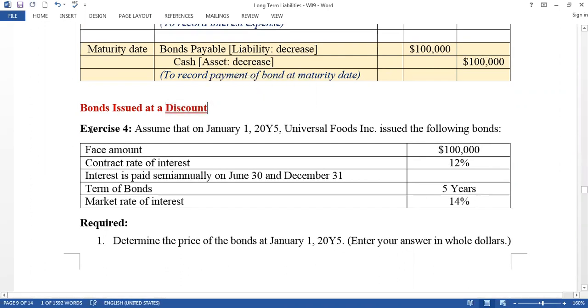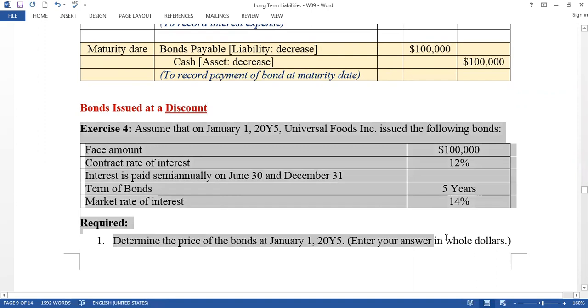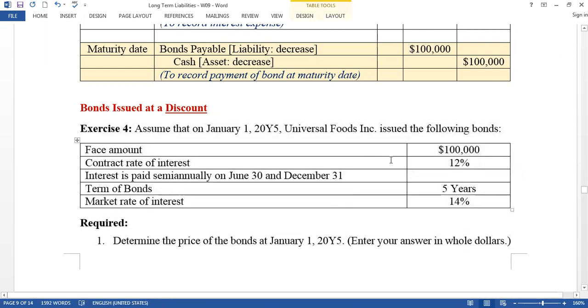So look, if you read this question up to here, nothing is mentioned whether it is a discount bond or a premium bond, right? So you have to read the question carefully, and after reading it, make a decision whether it is a discount bond or premium bond. Same question as the previous one. Face amount $100,000, contractual interest rate 12%, and it is semi-annually.